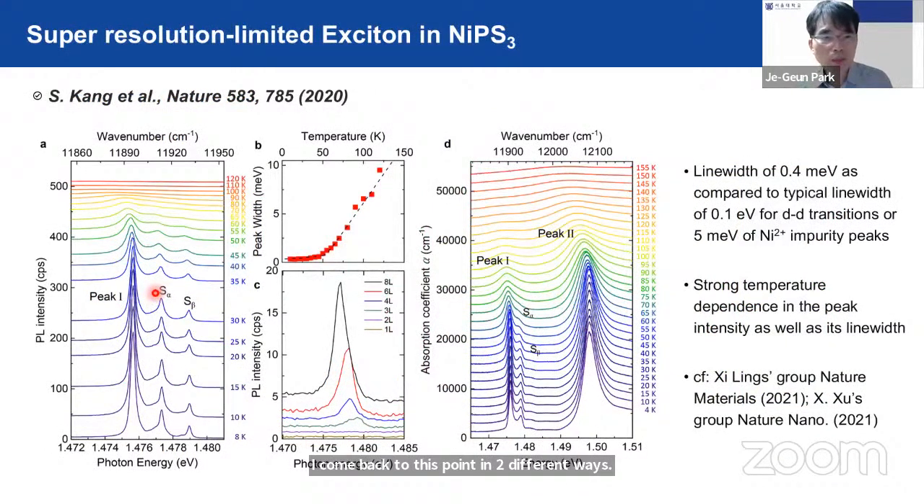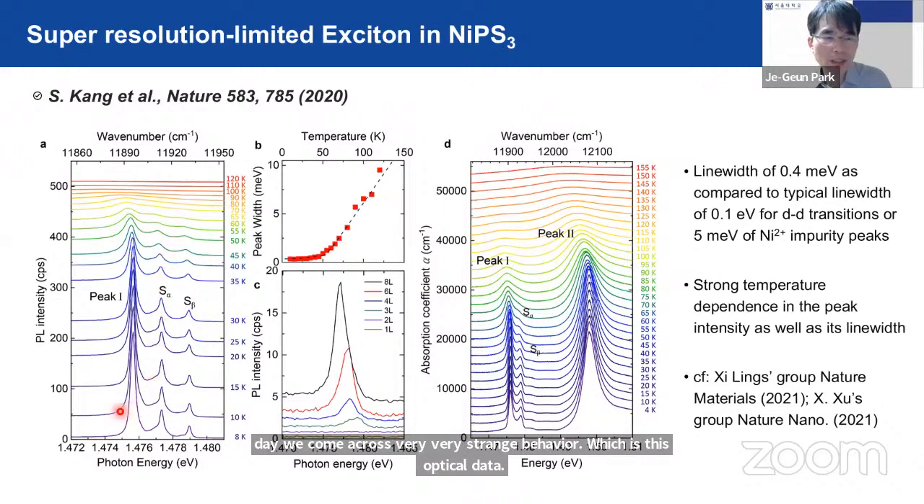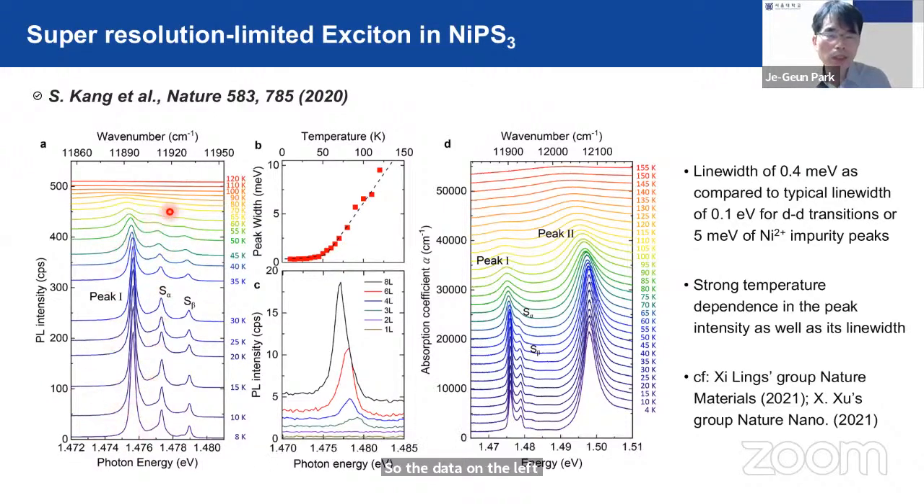Working on this nickel PS3, one day we came across very, very strange behavior, which is this optical data. The data on the left is the PL data we collected on nickel PS3. Our earlier data collected in 2015 was crude, but slowly we improved our resolution, and these are our units. It's probably the best data. As you can see here, there is a clear, sharp PL peak. It's very, very narrow, almost 0.4 meV. After our work, it was confirmed by two other groups in the US that these peaks are quite narrow.